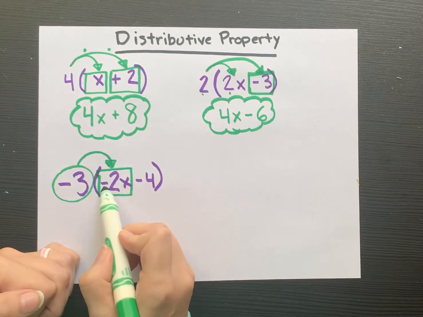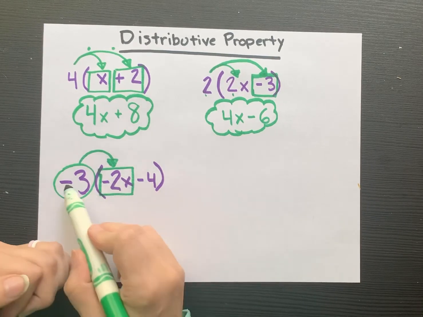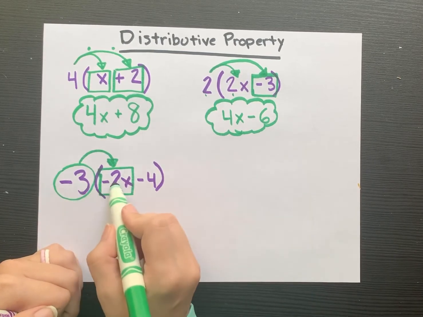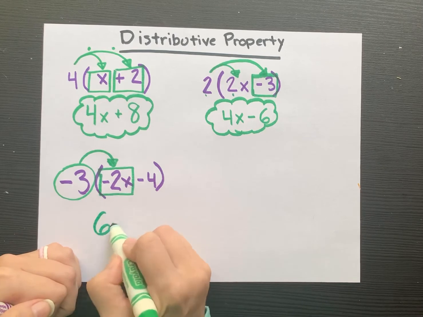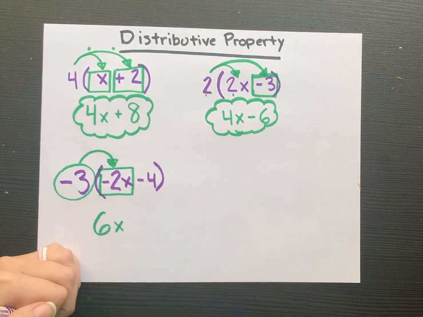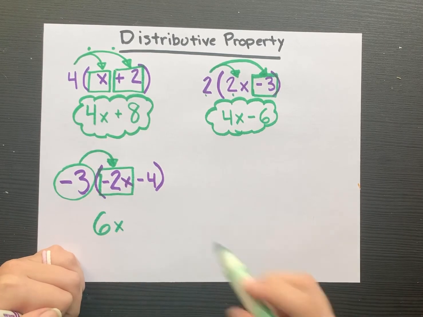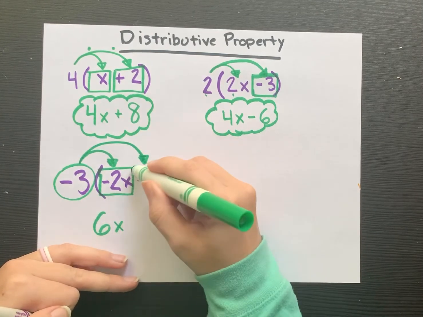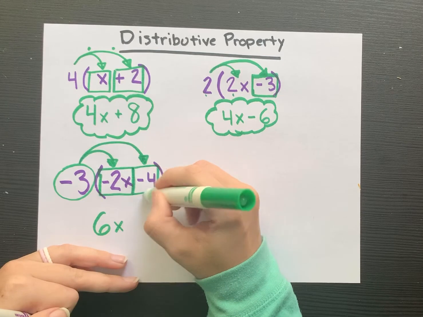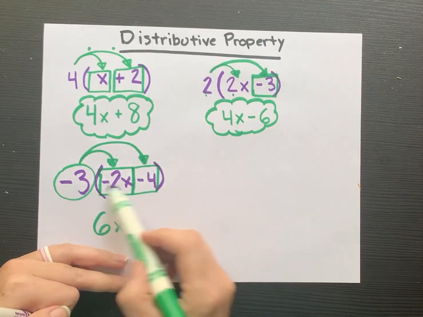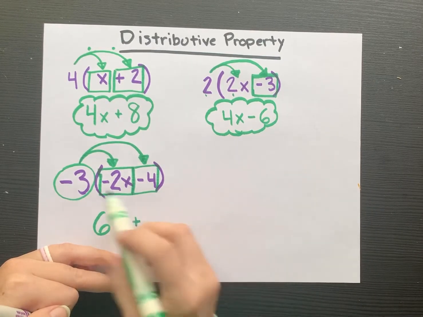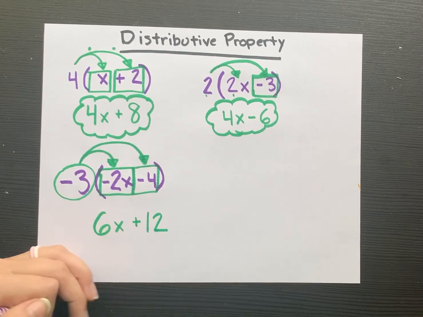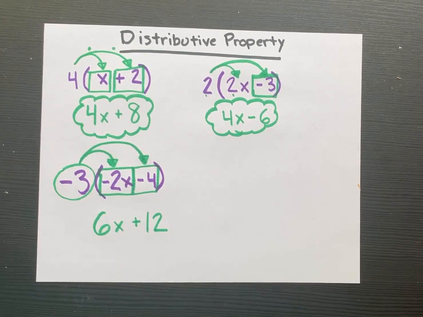Negative 3 times negative 2. Two negatives make a positive, and 3 times 2 is 6, so we're going to get 6x for this one. And then we're going to take our negative 3 to our negative 4. Again, you're multiplying by all of it. Negative and negative is positive. 3 times 4 is 12. So we get 6x plus 12 there.